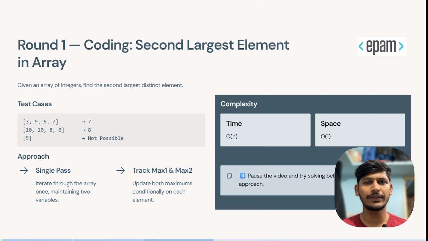Thereafter, they started with asking a coding question and asked him to choose a preferred language to code, .NET or C#. As he coded in C#, they asked a coding question on the second largest element in the array. So this question goes with an array of integers, and find the second largest distinct element in the array.